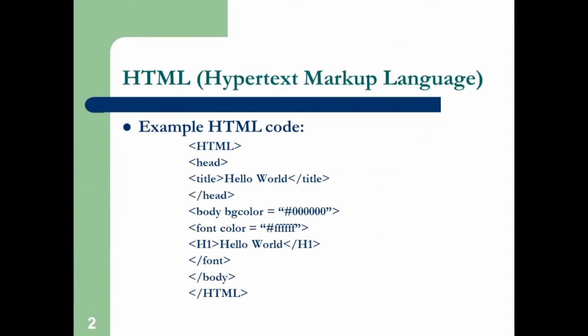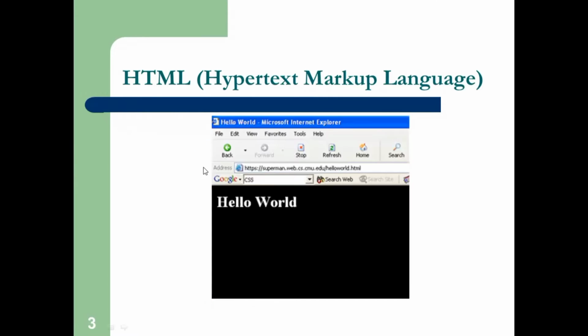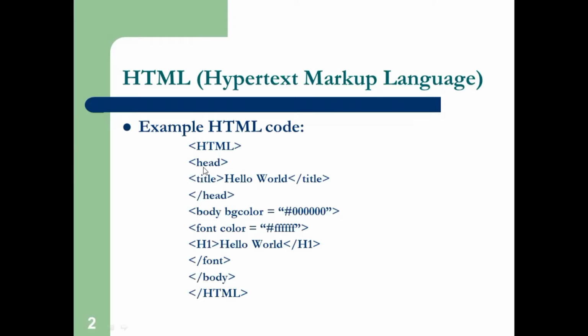Next, this is an example of HTML code. You can see that every opening tag has a closing tag. The closing tag includes the slash in it. When you open a tag, you can close it by adding a slash before the keyword. So this is the code.